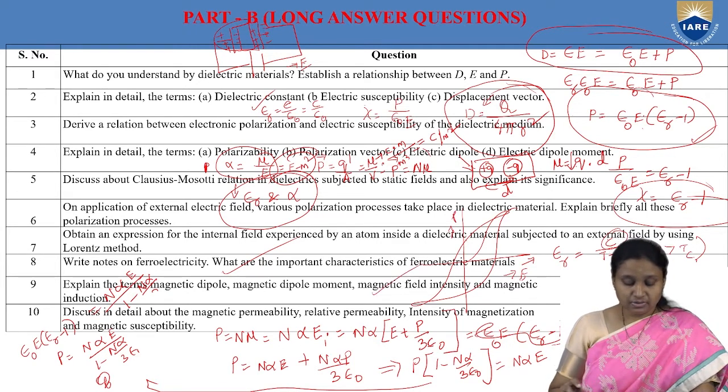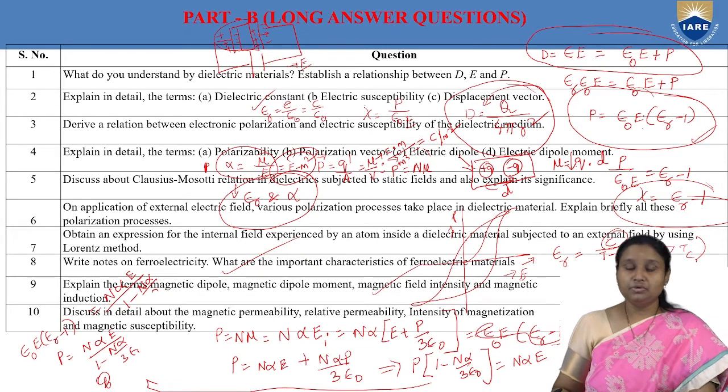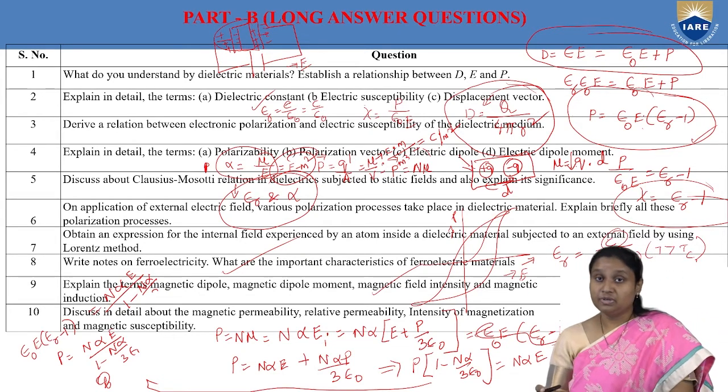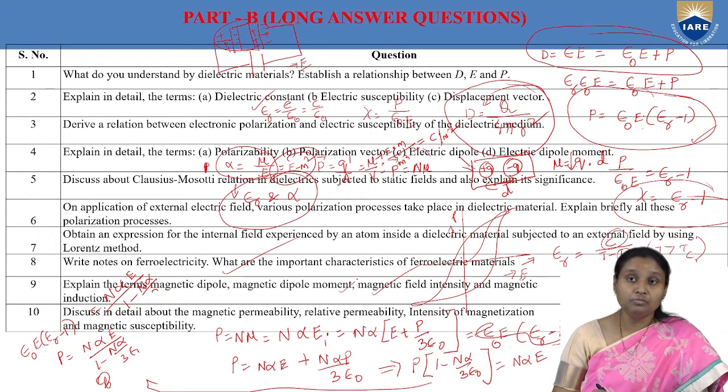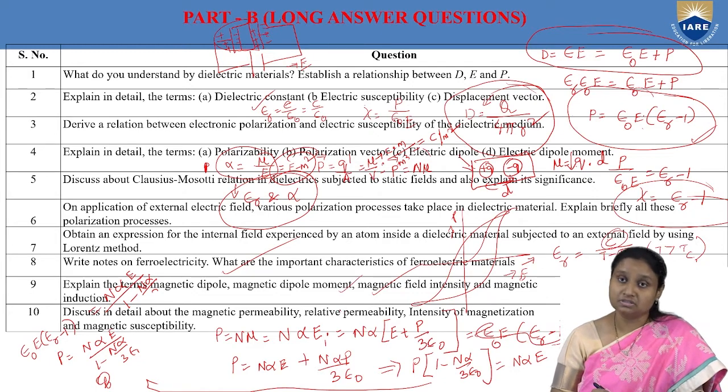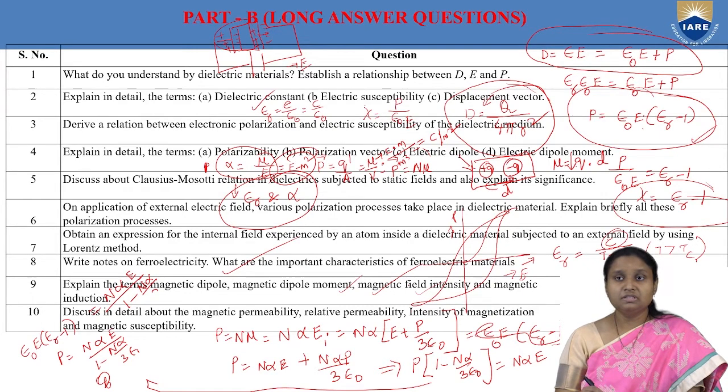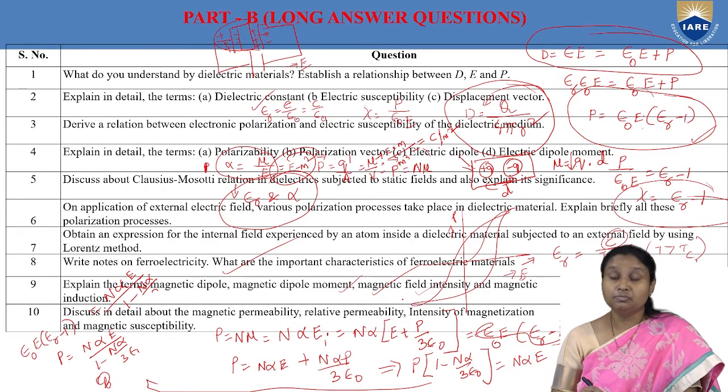Coming to the next question, what is a magnetic dipole? Two equal and opposite poles separated by a small distance. Magnetic dipole moment is the pole strength into the distance between poles, and the unit is ampere meter square. And magnetic field intensity is the external field in which the material to be magnetized is placed, or it is the force experienced by a unit north pole placed at a given point in the field.